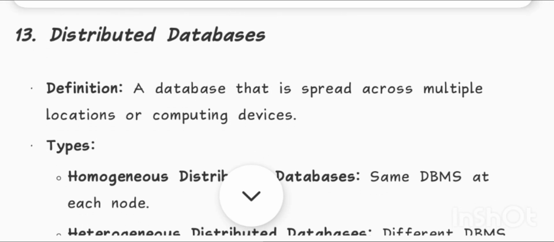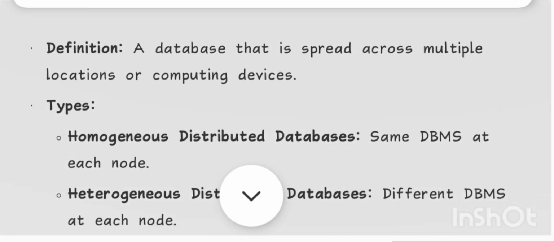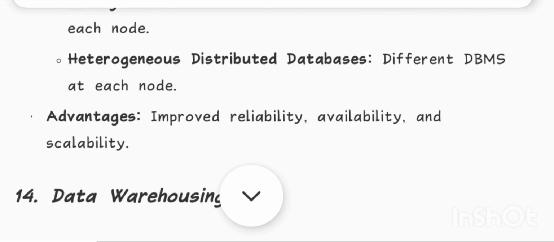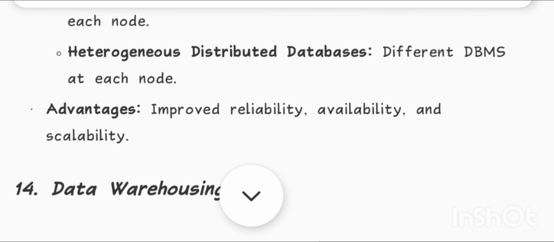13. Distributed databases. Definition: a database that is spread across multiple locations or computing devices. Types: homogeneous distributed databases, same DBMS at each node. Heterogeneous distributed databases, different DBMS at each node. Advantages: improved reliability, availability, and scalability.